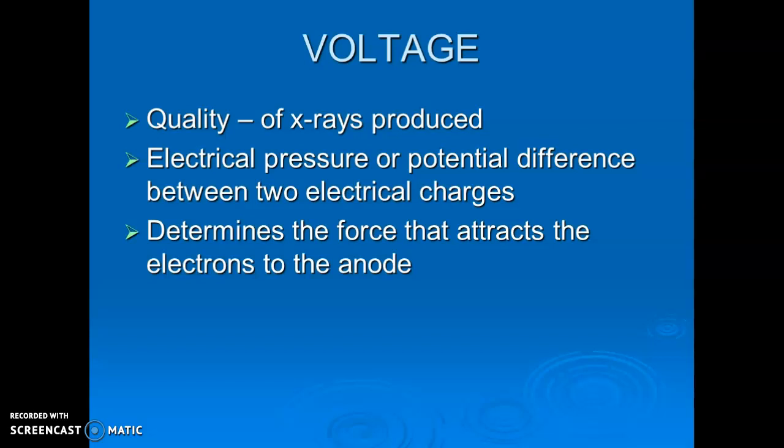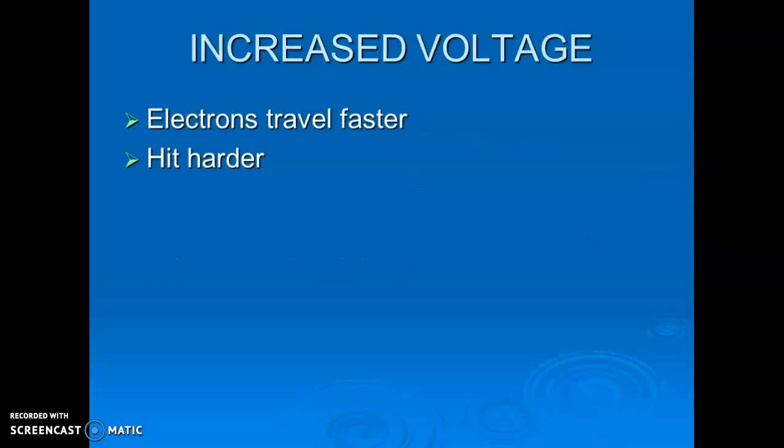And when it says determines the force that attracts the electrons to the anode, remember, negative electrons are going to be pushed away by the negative cathode at the same time they're being pulled by the positive anode. So how strong is that force that pushes and pulls those electrons across? That's determined by your voltage. And in our machines, we actually have to use that higher voltage circuit. And so we're going to increase our voltage.